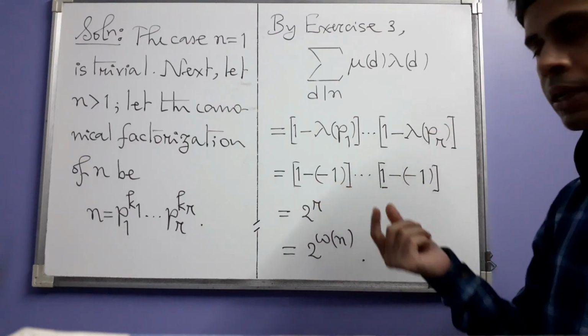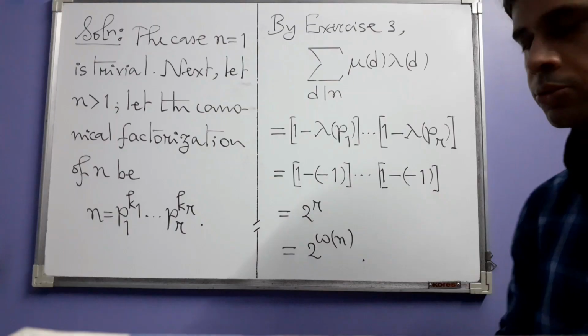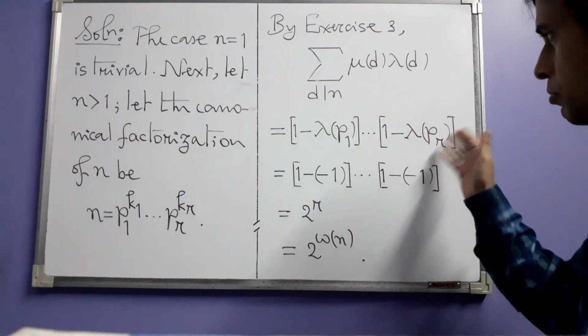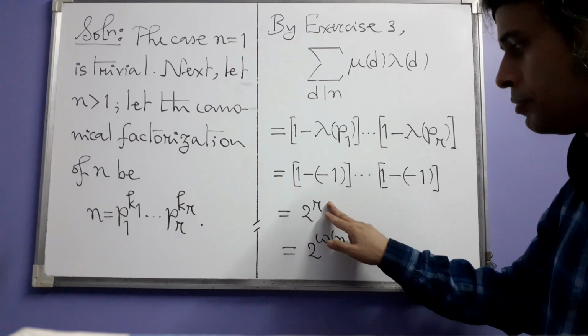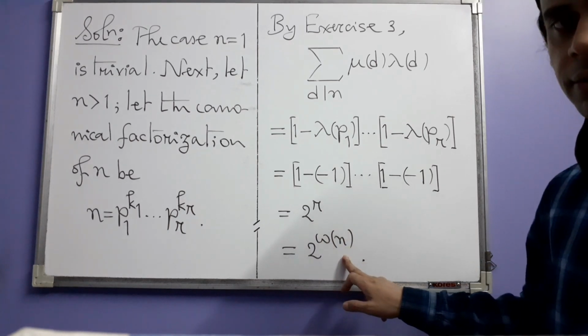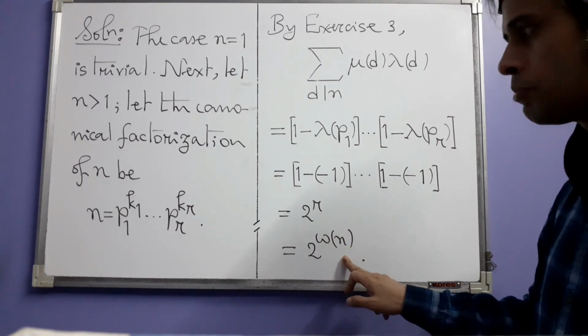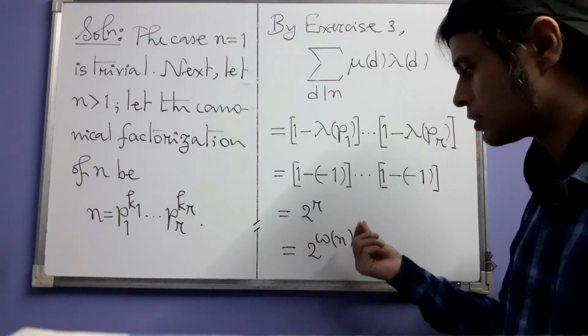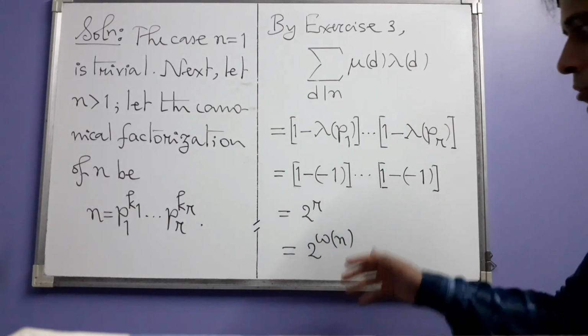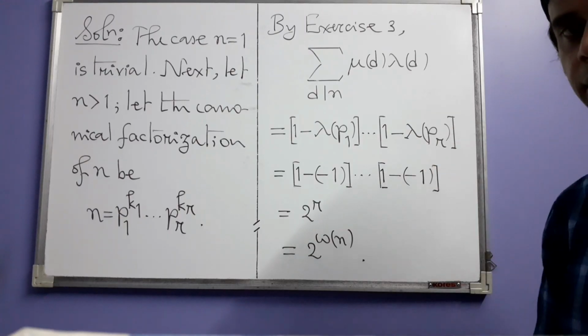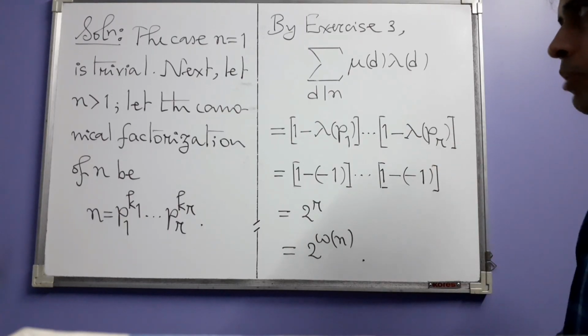And these factors are just 2. How many 2's? As many primes there are, namely r. So 2 to the power r. But r is omega of n because omega of n is the number of prime divisors, distinct prime divisors of n, which in this case is r. So that's how we have our first identity proved. Now let us see part B.